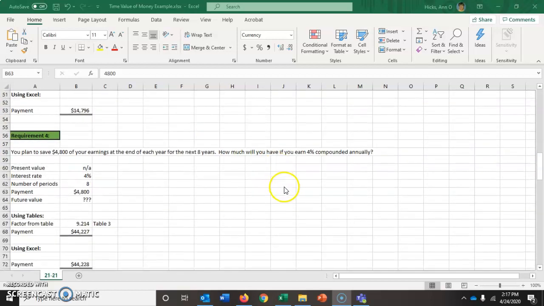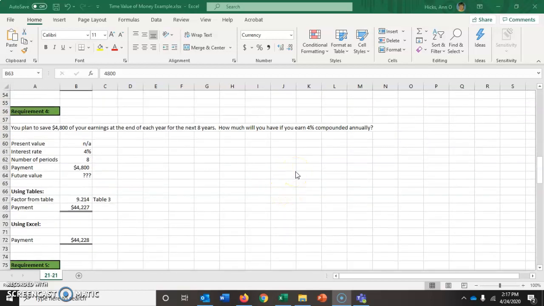Okay, moving on to the other examples. This next example is also an example of an annuity. In this one, we're wanting to save $4,800 a year for 8 years, and we need to solve for how much we'll have at the end of that 8-year period if we're going to earn 4%.